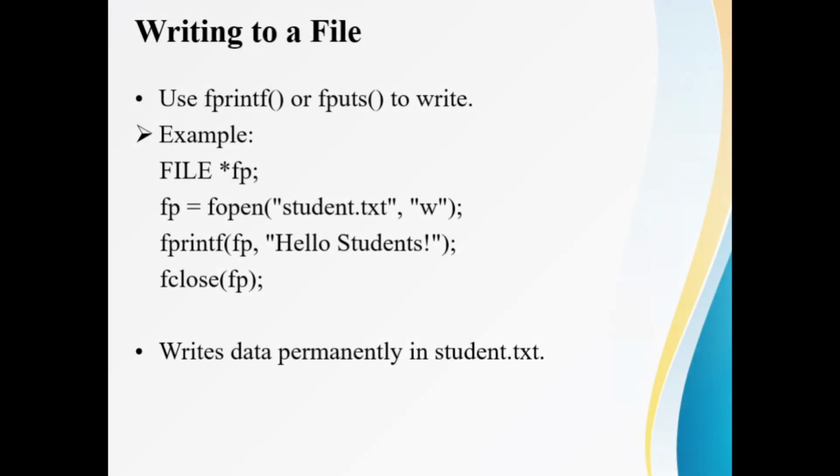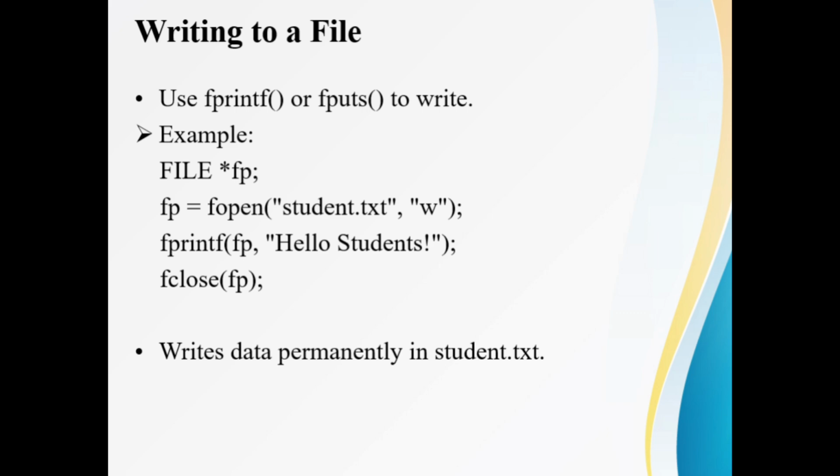And the next slide is how data is written into a file. In this case, we use functions like fprintf or fputs. This program shows how to write data into a file in C. First, we declare a file pointer, FILE *fp, to connect with the file. Then we open a file using fopen("student.txt", "w"). Student.txt represents the file name, and w means write mode. It will create a new file or erase the old content.